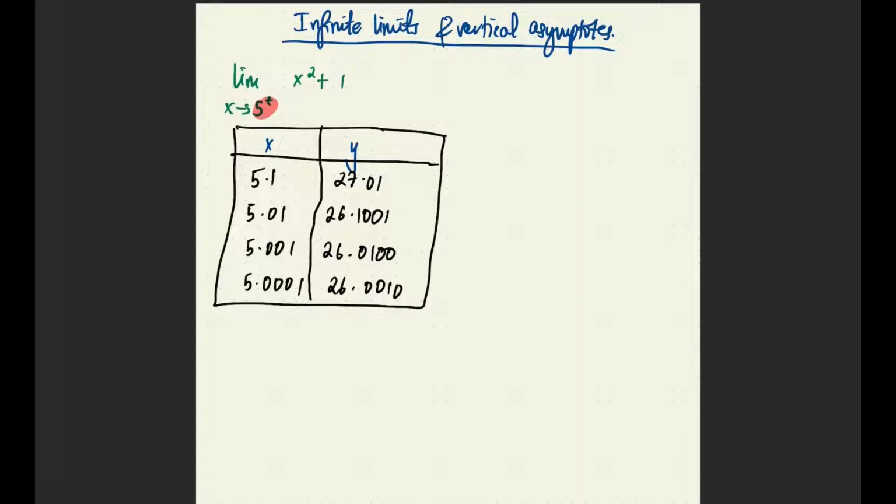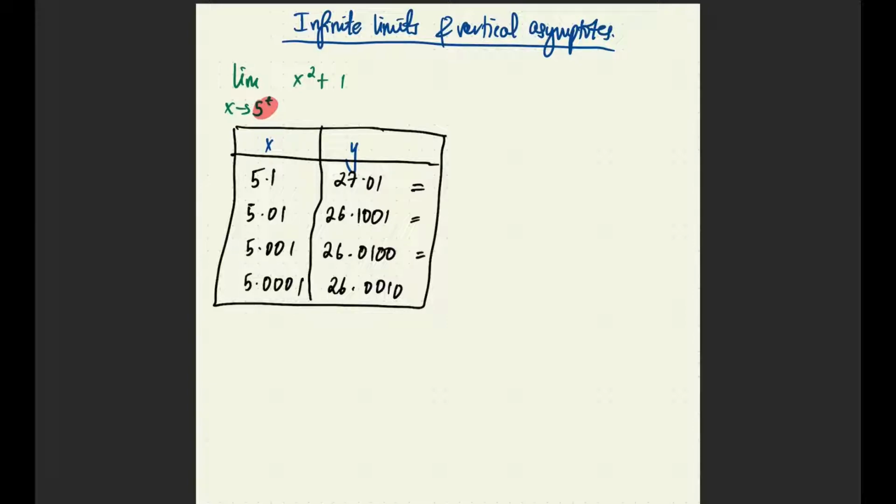So we say that when we approach a number from the right-hand side, that means that we are almost at that number, but we are slightly on the right side, meaning that we are slightly greater than that number. So as x approaches 5 from the right-hand side, if x is equal to 5.1, the y value is 27.01. If x is now closer to 5 from the right-hand side, y is equal to 26.1. When x is 5.001, y is equal to 26.01.